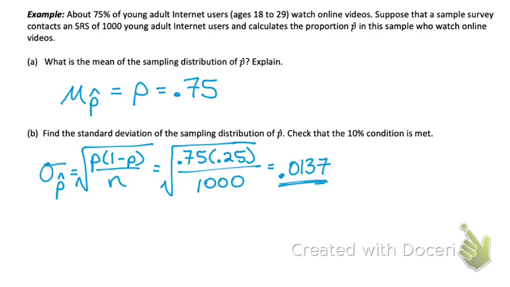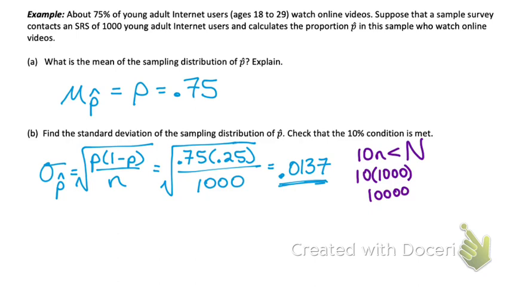Now, I do need to make sure that this 10% condition is met. This is basically to make sure that I have a pretty good representation from the population. So, 10 times the sample size has to be less than the population size. Now, this is where it gets a little strange, because I know that 10 times 1,000 is equal to 10,000. But what is the population size in this problem?